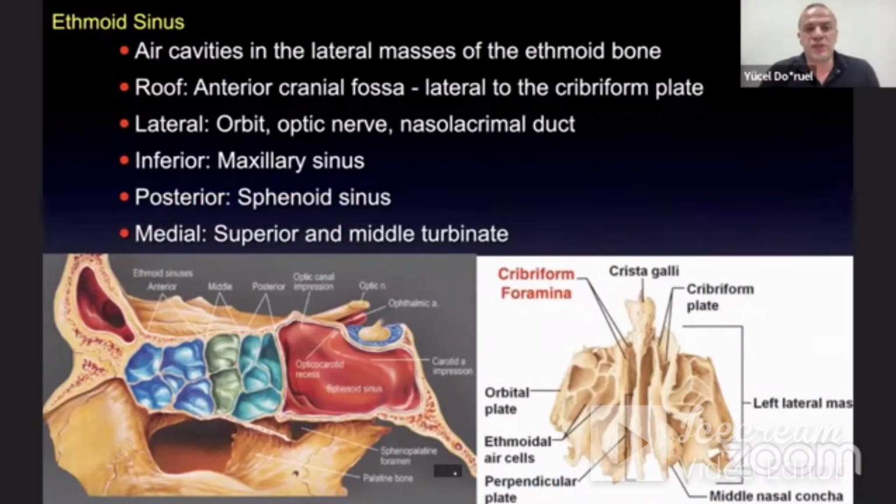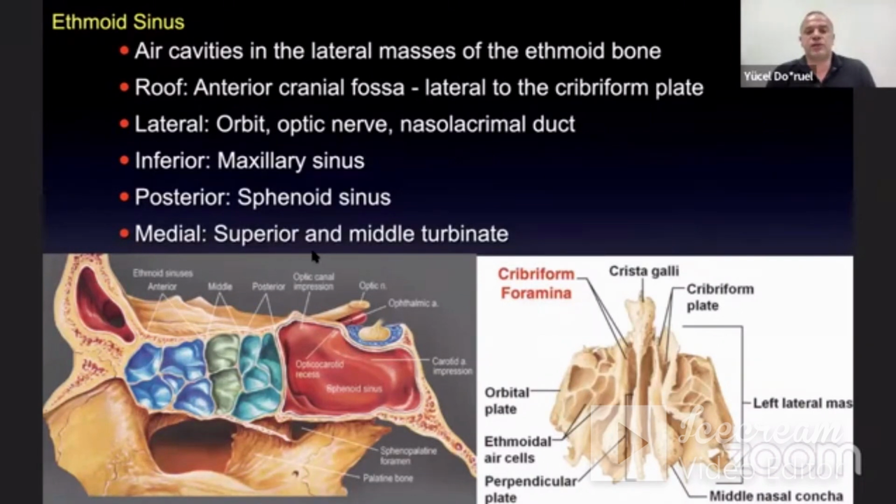The second sinus is the ethmoid sinus. These are air cavities in the lateral masses of the ethmoid bone. Their roof is nearby the anterior cranial fossa and lateral to the cribriform plate. Along its lateral wall are the orbit, optic nerve, and lacrimal duct. Inferiorly, it has a relationship with the maxillary sinus, and the sphenoid sinus is located just posterior to it.